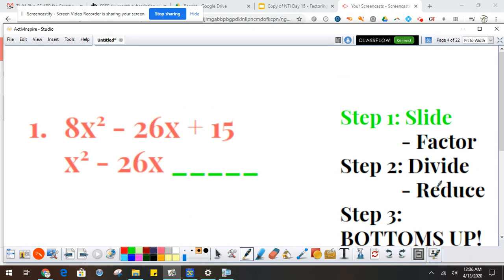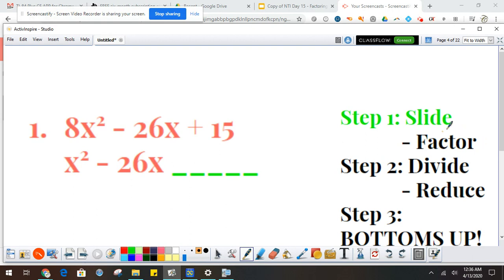Our first question today is 8x squared minus 26x plus 15. Even though it's not written over here in the steps, remember that your first step is always to check if there is a GCF, a greatest common factor for 8 and negative 26 and 15. There is not a common factor for 8 and negative 26 and 15. So we're going to start on the slide and divide.